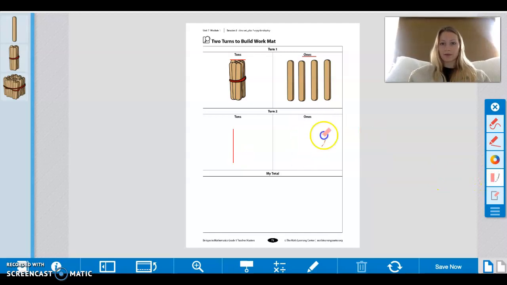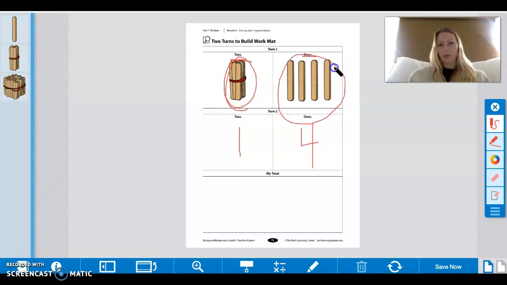All right, let's see if we can figure it out, friends. How many groups of 10 do we have? We have one group of 10. How many ones do we have? 1, 2, 3, 4. When I look at this number, 1, 4, I know that's going to be 14. I can also count like this. 10, 11, 12, 13, 14. I have to count this by tens and these by ones.